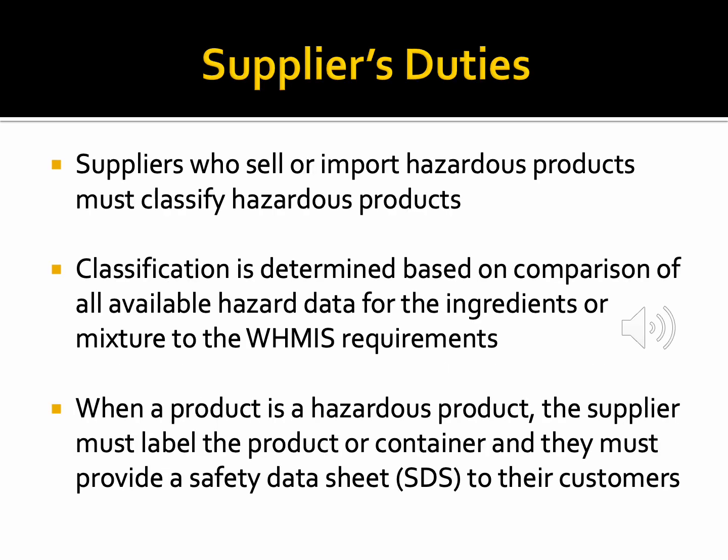What are the supplier duties? Suppliers who sell or import hazardous products must classify hazardous products. Classification is determined based on comparison of all available hazard data for the ingredients or mixture to the WHMIS requirements. When a product is a hazardous product, the supplier must label the product or container, and they must provide a safety data sheet to their customers.